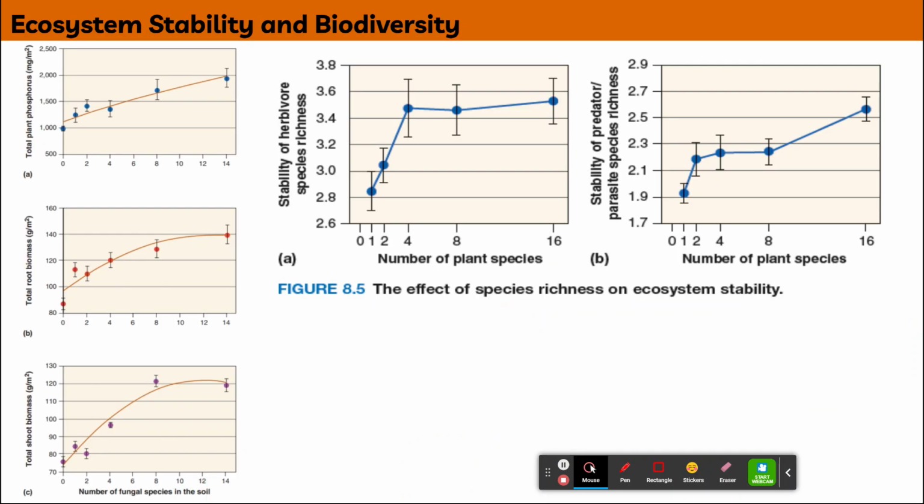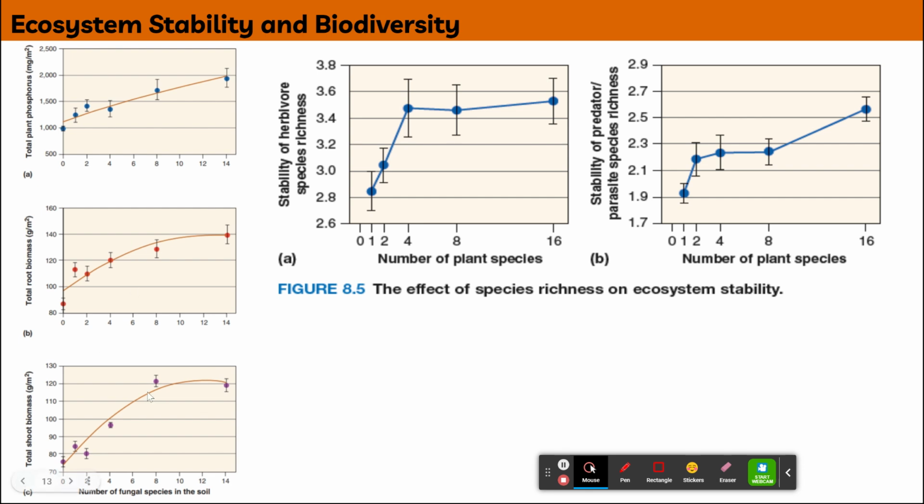But the main reason why we should be caring about biodiversity, regardless of all those other reasons, is mainly because of the ecological importance of biodiversity and maintaining it so we can have stable communities. So this is all data showing how, when you have different numbers of plant species, you have more stability within your ecosystems.